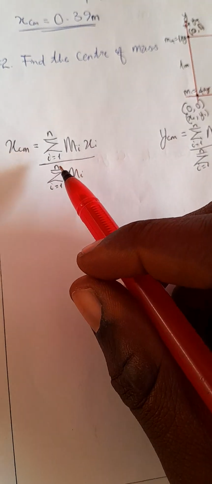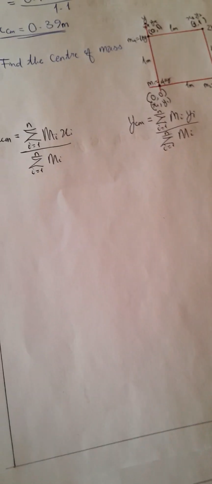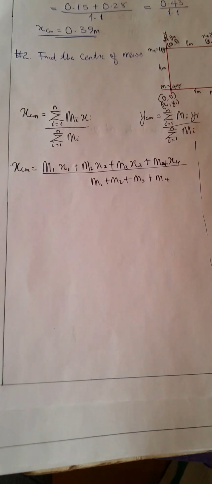So the next thing is, ask yourself, how many particles are we looking at? We're looking at 4 particles, m1, m2, m3, m4. So if we're looking at 4 particles, then that means we're looking at 4 positions on which those particles rest. So we're going to expand this. i equals 1, i equals 2, i equals 3, i equals 4. So this is what we're going to have for x. Remember, I told you need to consider the number of particles we have.